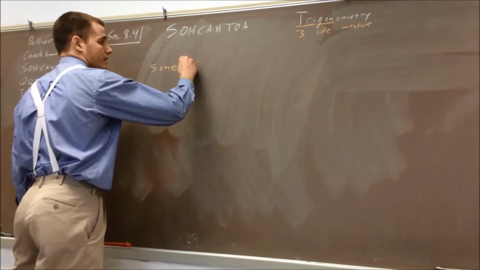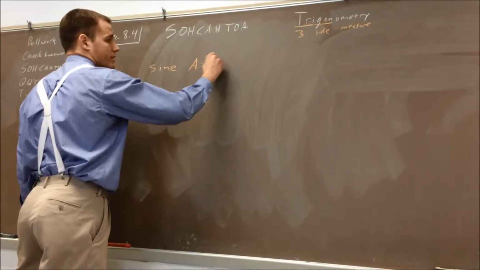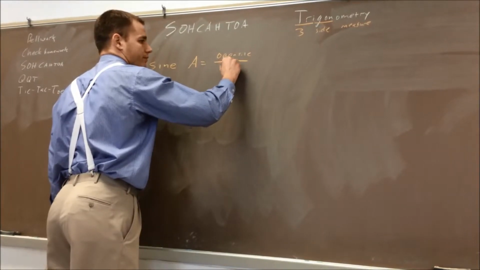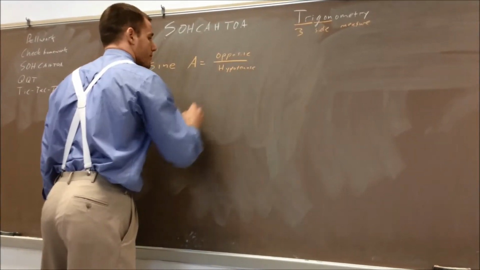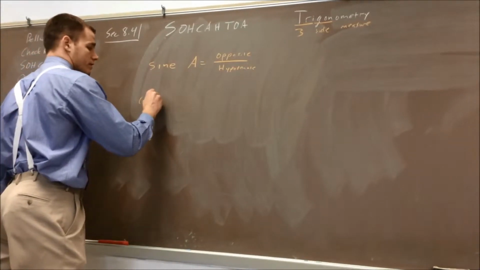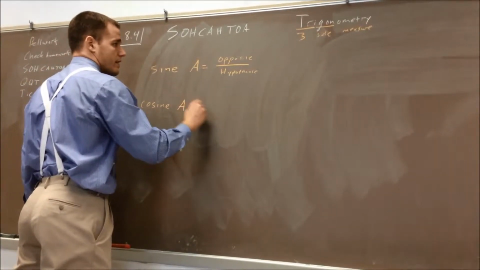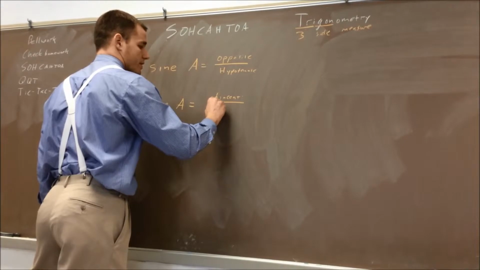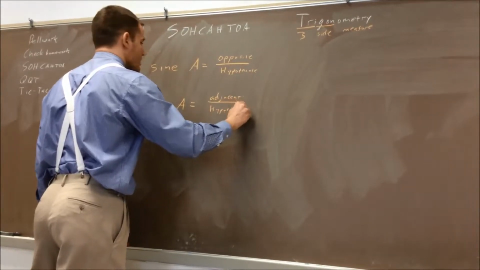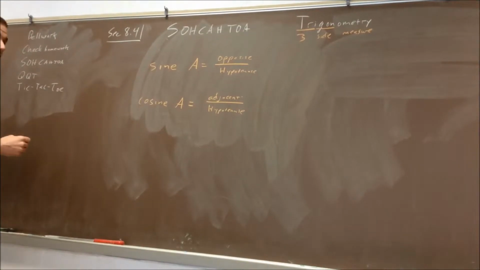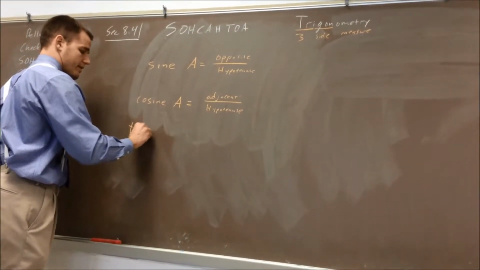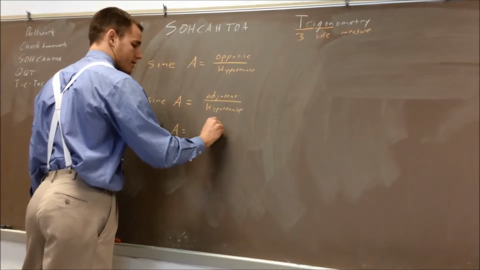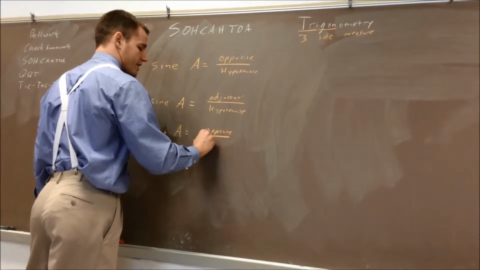The sine of an angle is equal to the opposite side over the hypotenuse. The cosine of an angle is equal to the adjacent side over the hypotenuse. That says sine, S-I-N-E. And the tangent of an angle is equal to the opposite over the adjacent.